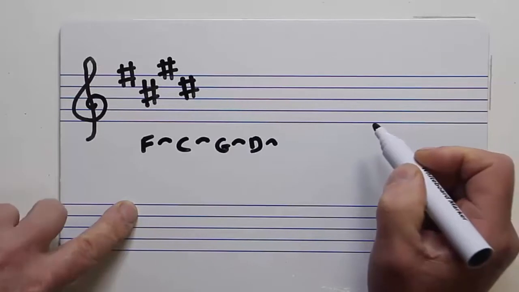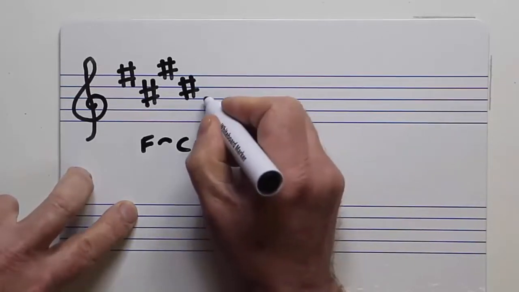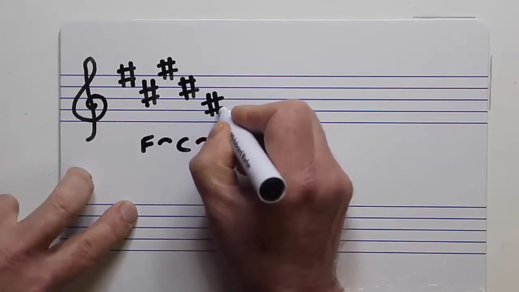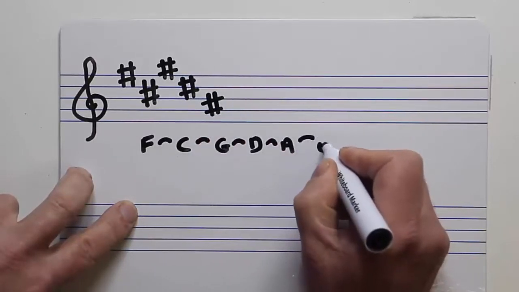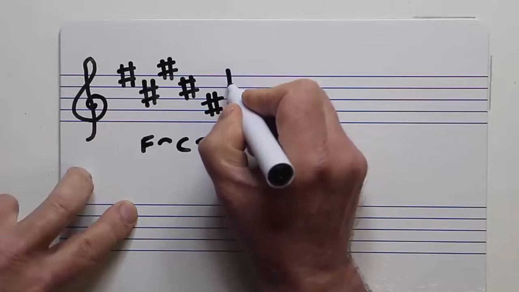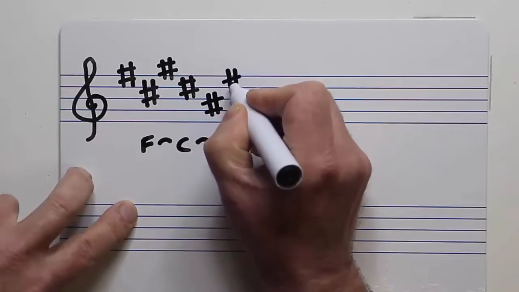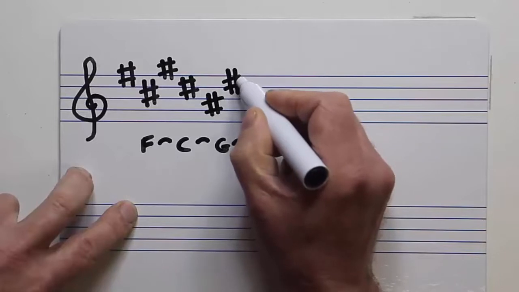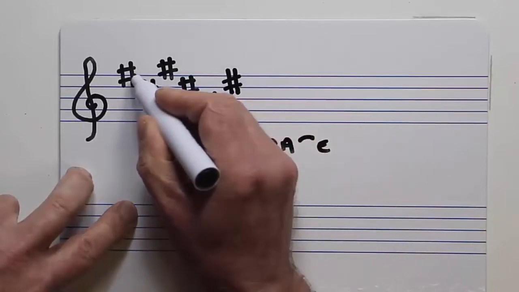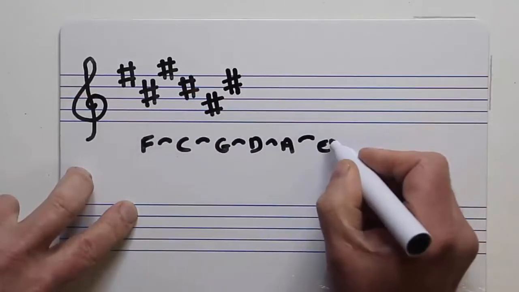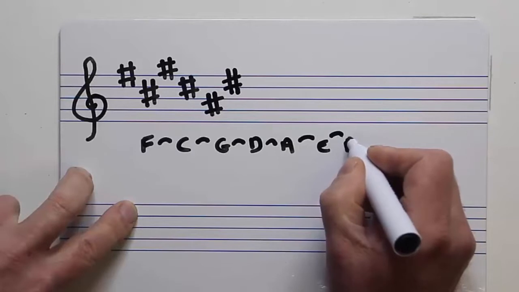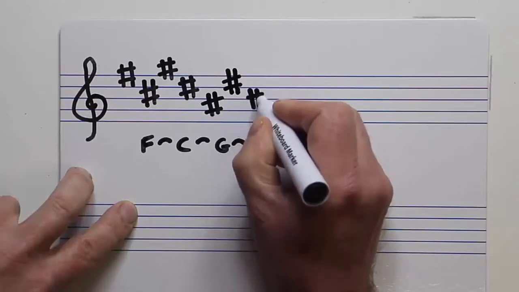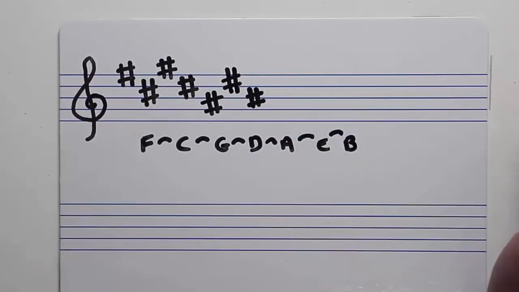And then the next one is D. So do you know what the next one's going to be after D? Yep, you've got it. It's A, isn't it? So then you put a sharp in there, A. And then after A, it would be E. These lines are supposed to be parallel. Just haven't got it right, parallel. Because it's a space, see, so you're in a space, but you're showing the line that you're on, see? And then after E, you would get B, wouldn't you? So then we do the B. And then we're back to F. So that's your seven sharps. Okay?